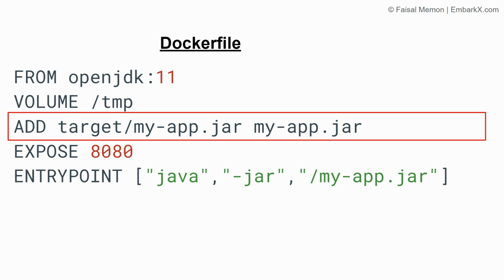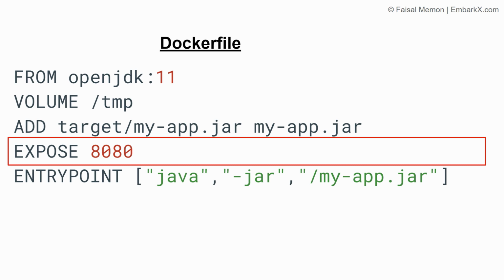Then we add the jar file from our target directory to the Docker image. We have our application ready, and we are assuming that it's ready in the form of a jar file. We are moving this file into the Docker image, and we are naming it myapp.jar.